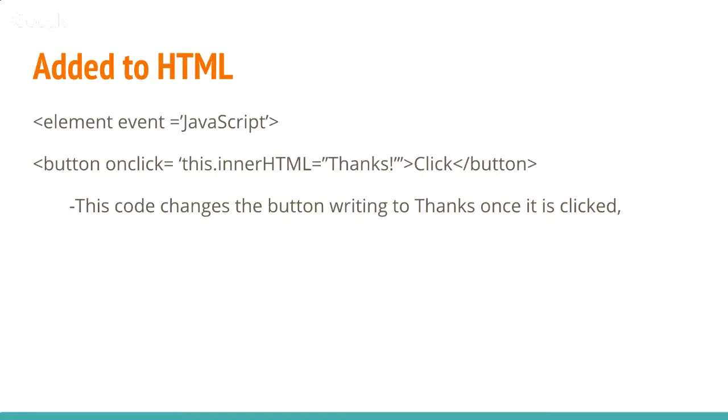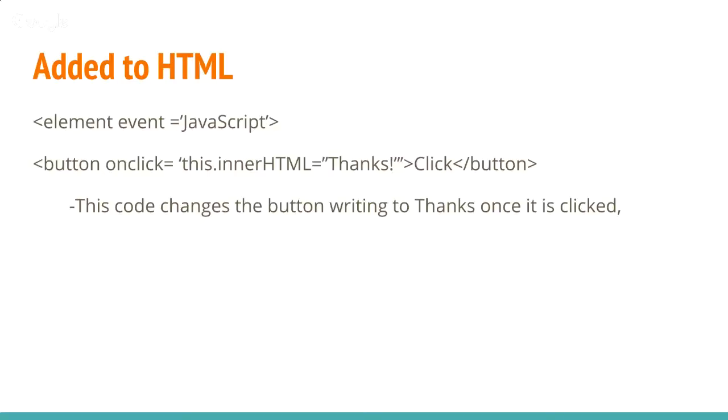And so these can be added straight into the HTML. So this is coding as if you're going straight into your HTML, so it's all in one document. You name the element that you want to add the event to, what the event is, and then you put your JavaScript code. So on this one, the element is the button, the event is onclick, and the JavaScript code would change the word click of the button to the word thanks. So that's all in one line. So you have your JavaScript and your HTML all there together.